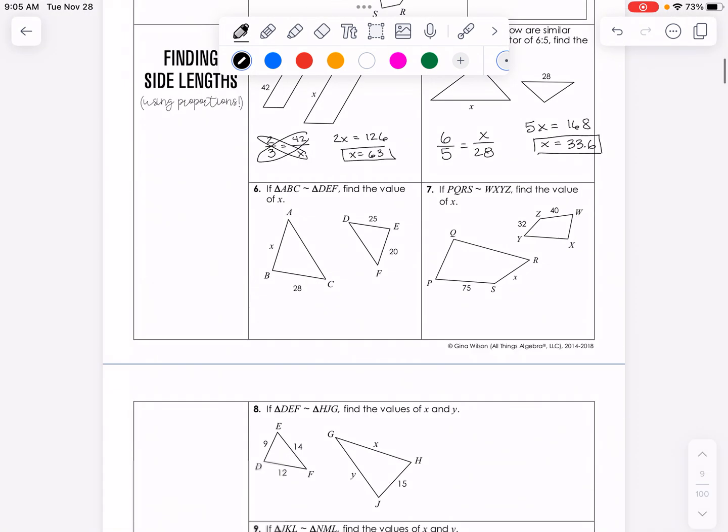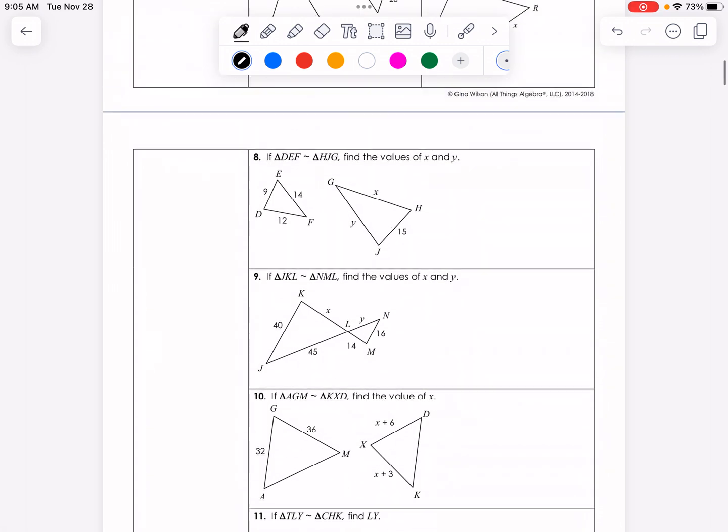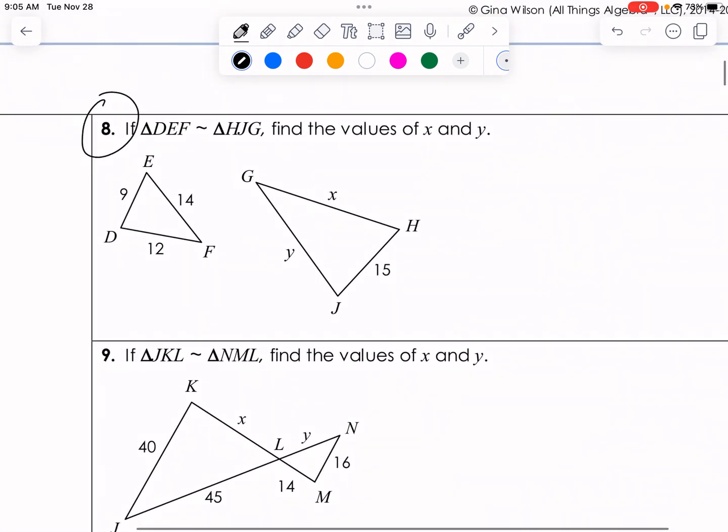All right, let's go to the last page here, which has some more complex problems, but problems that we need to practice on. Let's start with the first one, then we'll go to some complex ones. In this case, we're trying to find what is x and what is y. So we're going to set up multiple proportions.